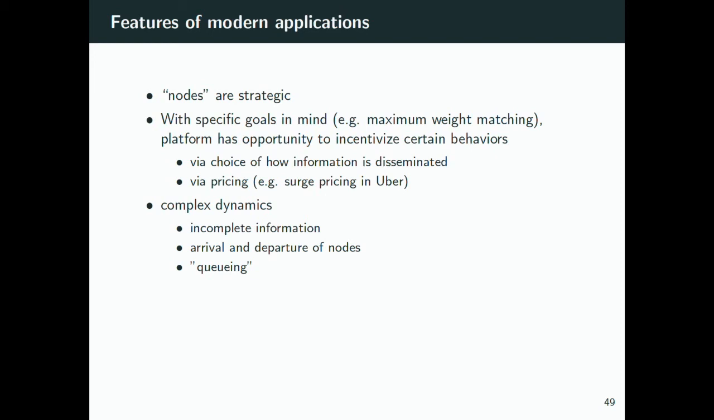And another aspect of the complicated dynamics is that because individuals are trying to match themselves, they might try matching with a number of different possibilities and might continue trying until they succeed. So the result is a kind of queuing type phenomenon that happens as multiple people are trying to match with the same person. So this introduces some interesting questions into the mix.